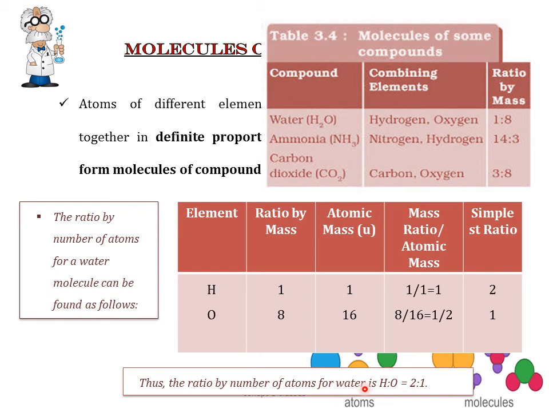So 2 atoms of hydrogen combine with 1 atom of oxygen to form 1 molecule of water. So atoms of different elements join together in definite proportions to form molecules of compounds.